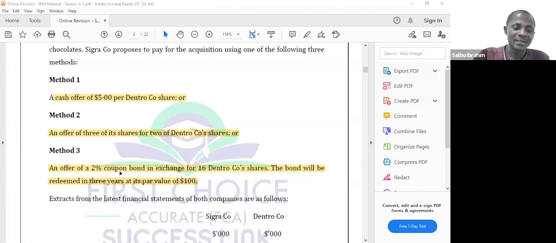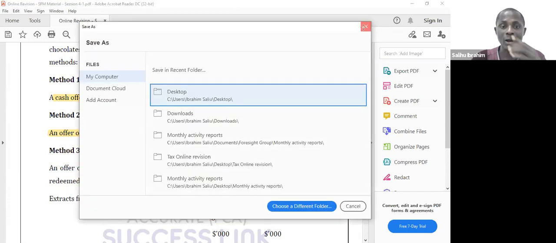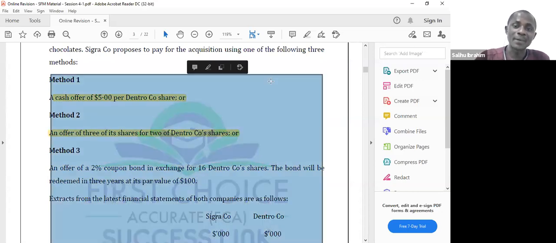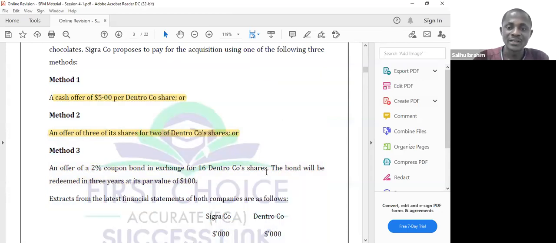So I need to get what? This bond that I want to issue. Please take note. Anytime a question is telling you that a bond will be used as a purchase consideration to acquire a company's share, the first thing you must know is the price of the bond that you want to use for the exchange. You must know it. But for me to get the market price of debenture or bonds, what do I need to do?